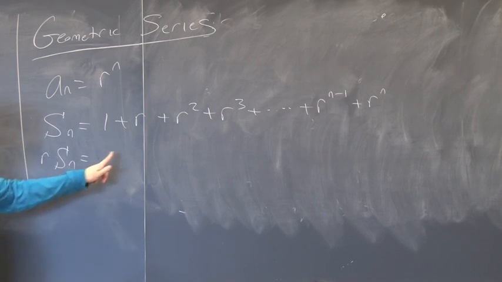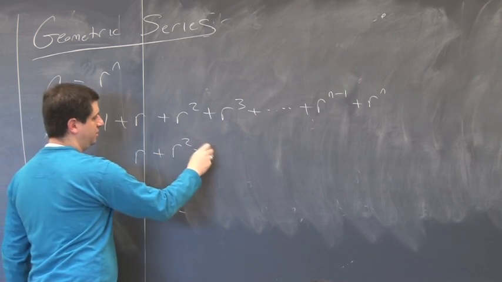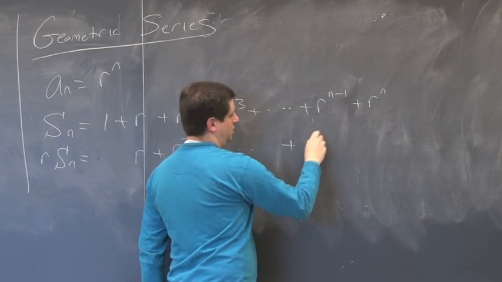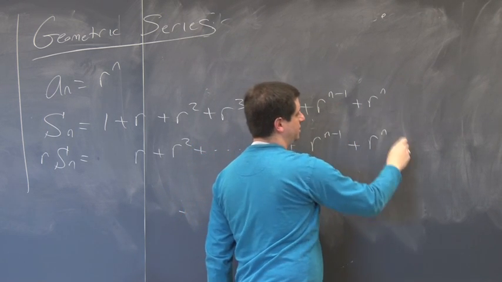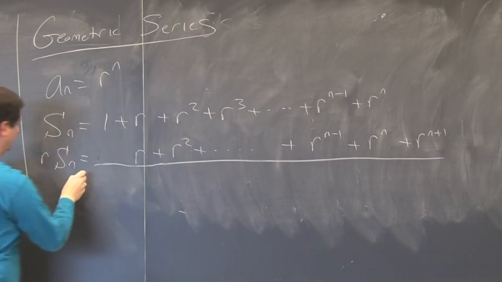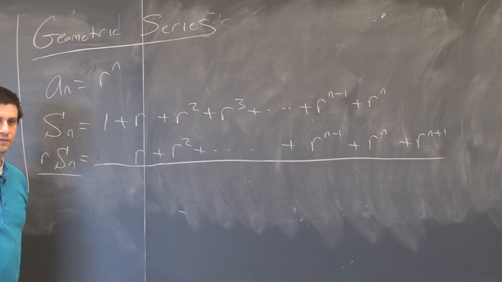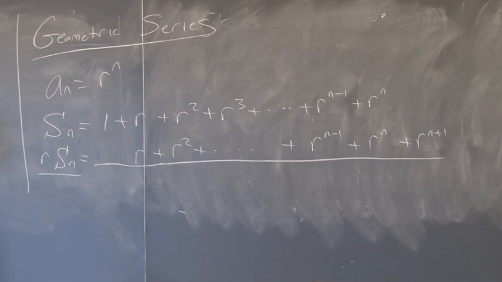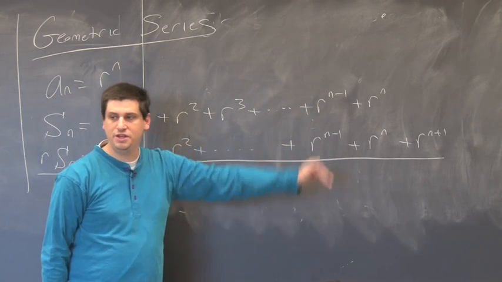The whole proof comes from writing r in a clever spot. I'm going to write the first term down here underneath the r, then r squared, up to r to the n minus 1. r to the n minus 1 times r is r to the n. r to the n times r is r to the n plus 1. Now what should I do? So what should I do now? Subtract.